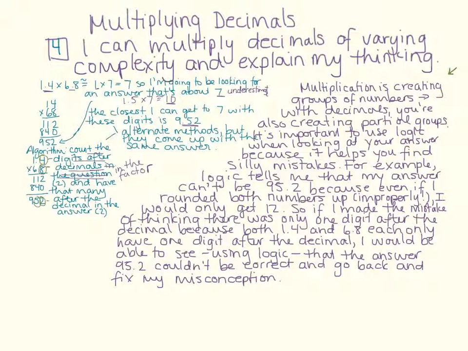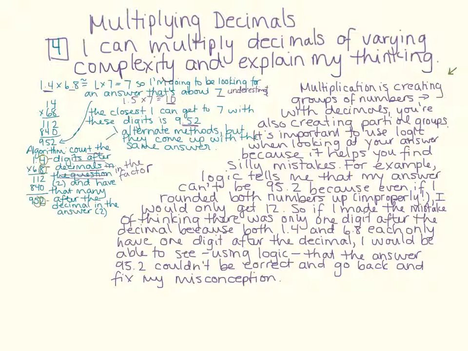For example, logic tells me that my answer can't be 95 decimal 2, because even if I rounded both numbers up, which you shouldn't do, but if you did, the highest number you can get is 12. 95 decimal 2 is quite a bit larger than 12.